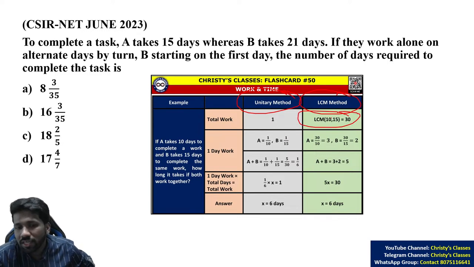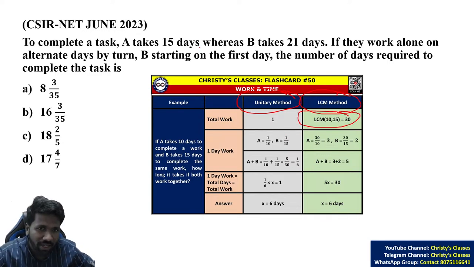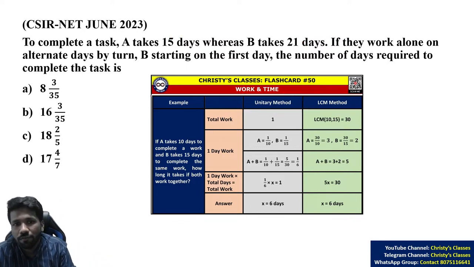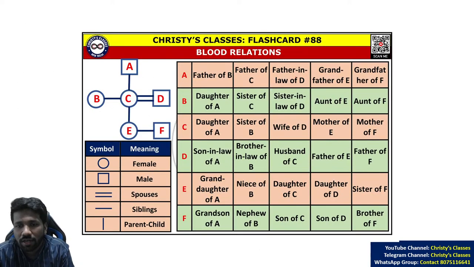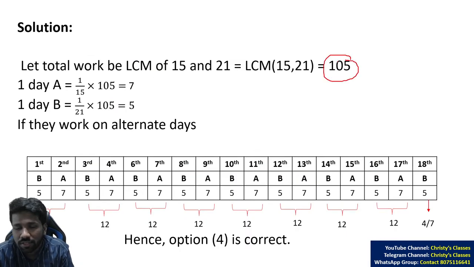The LCM method I am using here. In the LCM method, we take the LCM of the durations as the total work. In this question, 15 days and 21 days, so the LCM of 15 and 21, 105, let that be the total work.